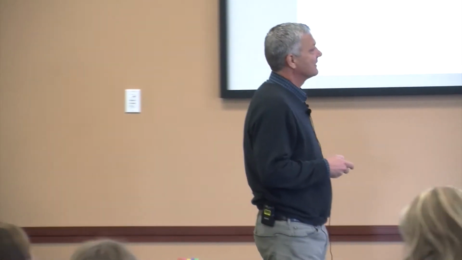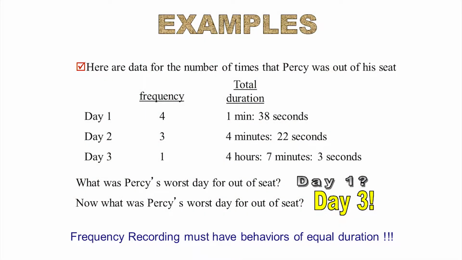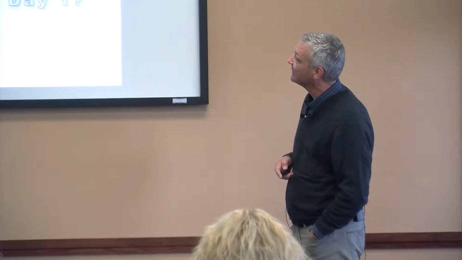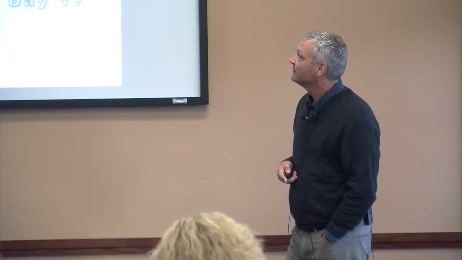Think about this kid, Percy. Here's what we know. On day 1, Percy was out of his seat 4 times. On day 2, he was out of his seat 3 times. And on day 3, he was out of his seat 1 time. What was the worst day for out of seat for Percy? Looks to me like day 1. Frequency-wise, it's day 1.